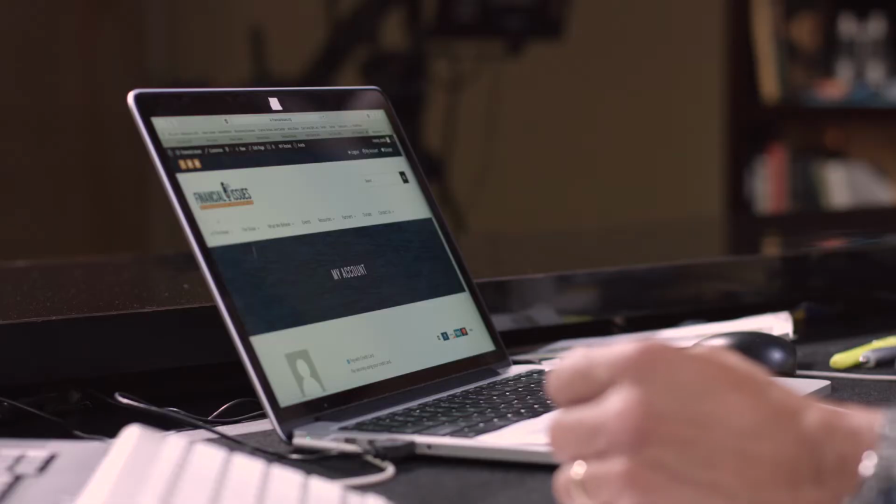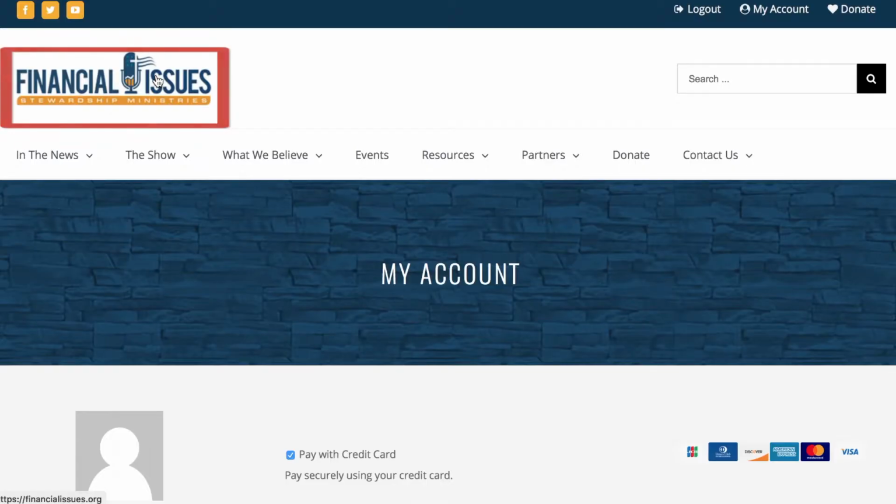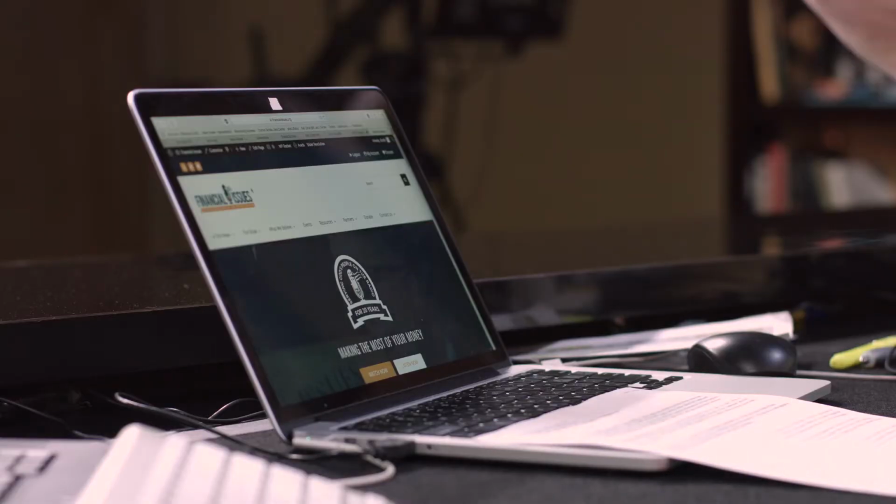Now, some of you have had difficulty leaving this page. Anytime you want to leave any page, go up here to the big logo, see it, Financial Issues, click somewhere on that logo. That's all you have to do, and it's going to take you back to the beginning of the website. So there's no exit, there's no I'm finished, none of that. Do what you have to do, click the Financial Issues logo, and no matter where you are on the site, you can do that.